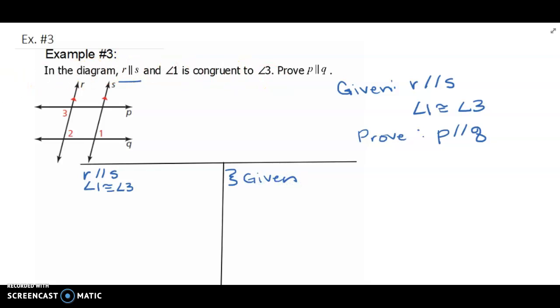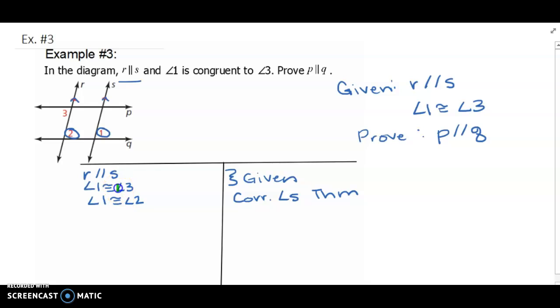All right, if I look at this diagram, guys, I'm given that this and this are parallel. So that means that angle 1 and angle 2 have to be congruent because of the corresponding angles theorem. Angle 1 and angle 2 are corresponding angles, and we do know that S and R are parallel, so corresponding angles are congruent. So 1 and 2 are congruent.